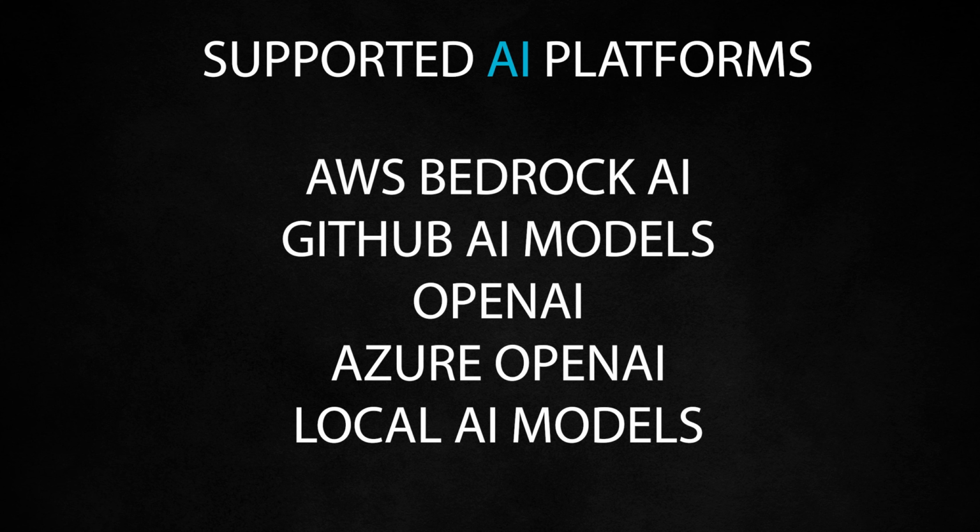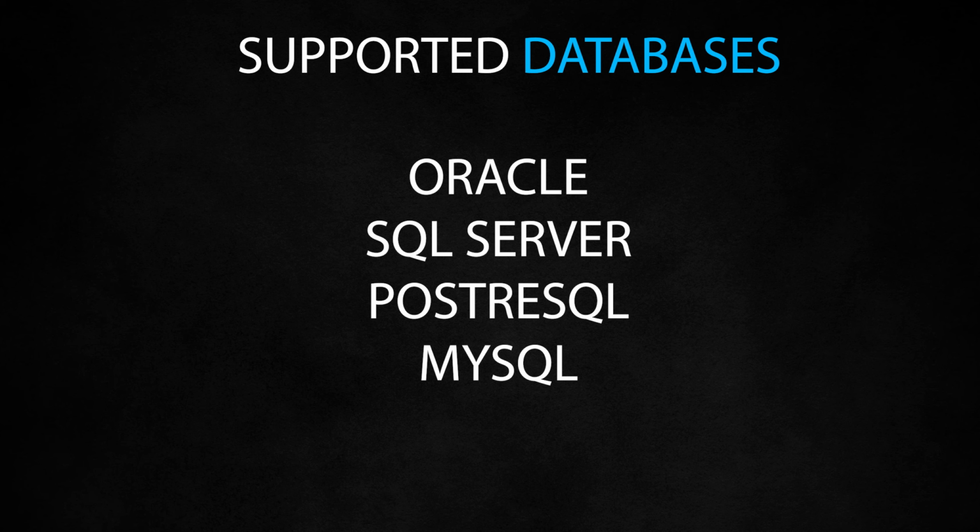The new 5.0 version introduces support for AWS Bedrock's AI service and models, as well as GitHub AI models, and like previous versions, still of course supports OpenAI, Azure OpenAI, and local AI models. On the database side, by popular demand, the 5.0 version finally adds support for Oracle relational databases and continues to support SQL Server, Postgres, and MySQL. There's also now an option to export your data table results as CSVs.